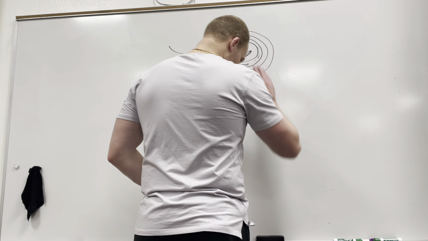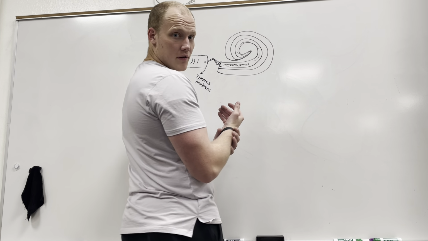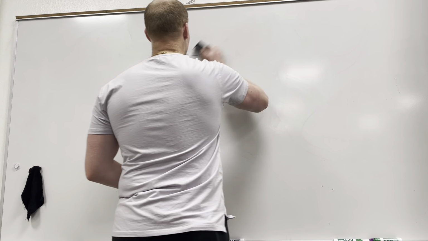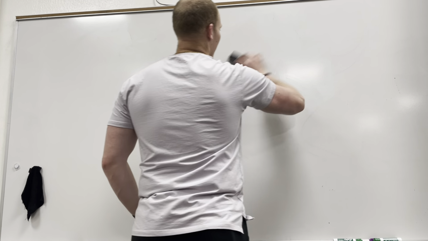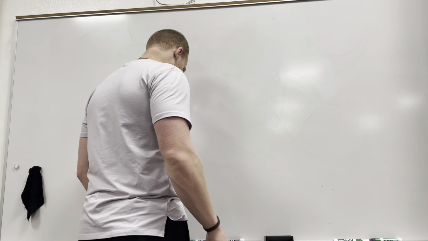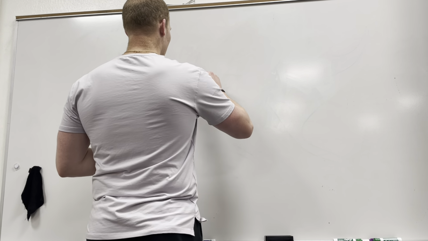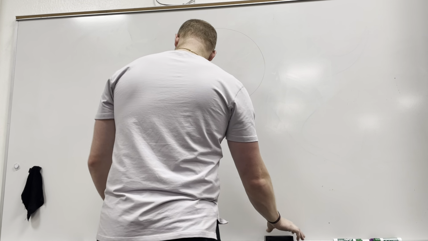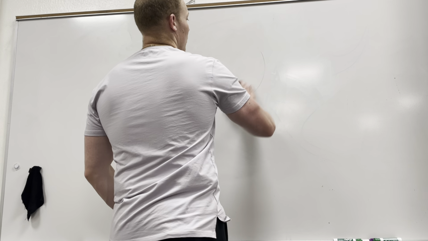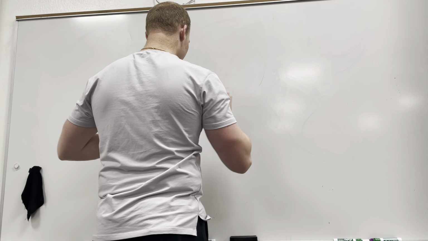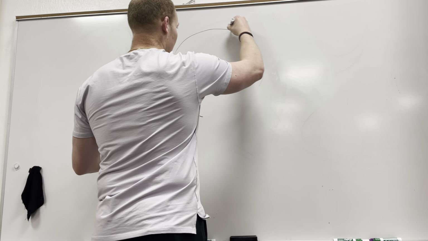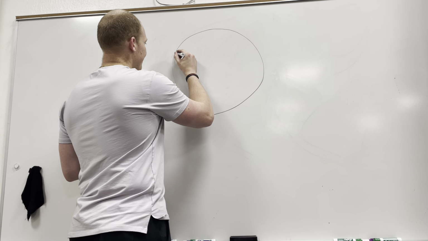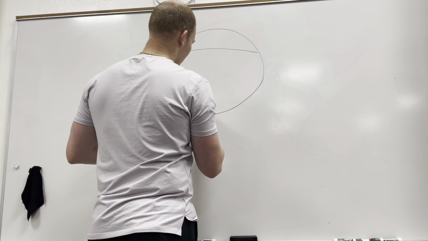All right, so we're going to take a little cross section of the cochlea here. I'm going to draw it out, take a look at it, and explain how it works. So it's kind of circular, sort of thing, okay? And we have different chambers in here.